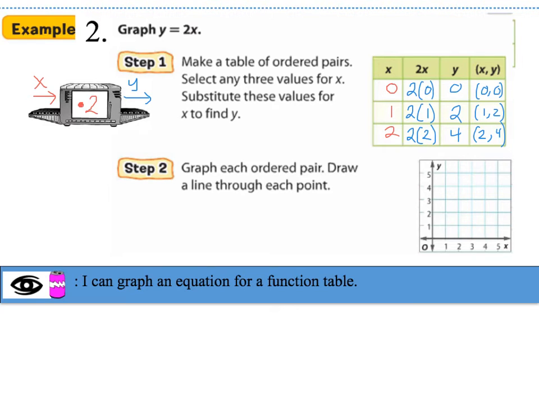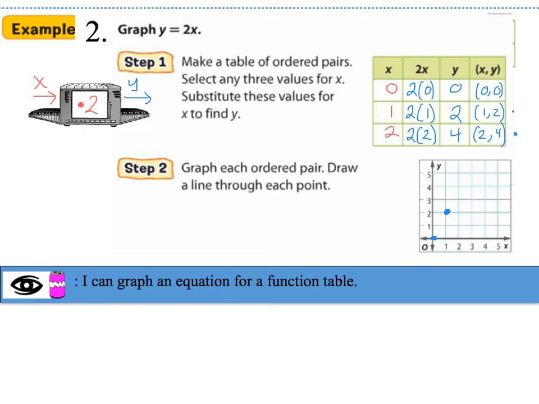So now that we've created our ordered pairs, step 2 says to graph each ordered pair and then draw a line through each point. So my first ordered pair is 0, 0. So I'm going to start at the origin and place a dot right here at 0, 0. My second ordered pair says 1, 2. So on my x-axis, I'm going to move over 1, and I'm going to go up 2 spots. So there's the second ordered pair.